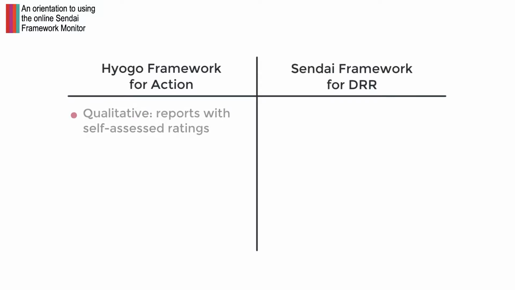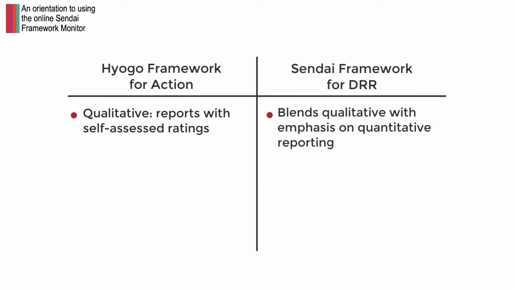Previously, reporting was mostly qualitative and was heavily reliant on national disaster management organizations to write the reports, with self-assessed ratings on how well countries were progressing. The Sendai Framework Monitor blends qualitative reporting with more emphasis on quantitative reporting, making global comparisons on progress easier.